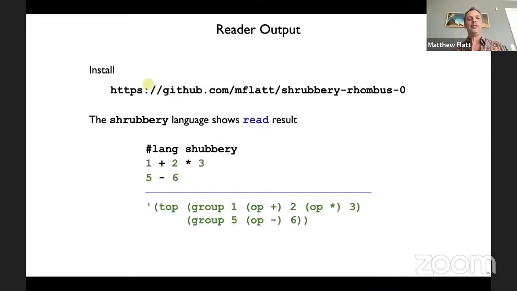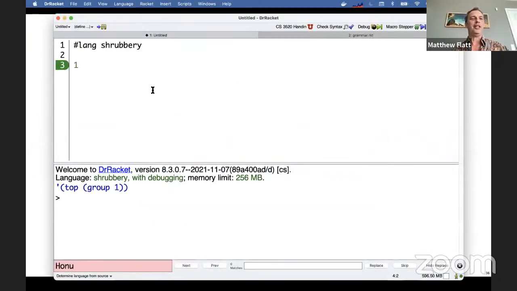So I'm going to switch into DrRacket now. If you want to play with this later, there's a package. It's not registered on the package server, but you can install it as a package from there. And that will give you a hashlang shrubbery in DrRacket.